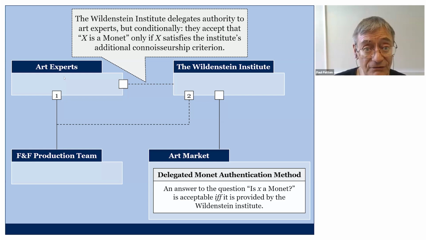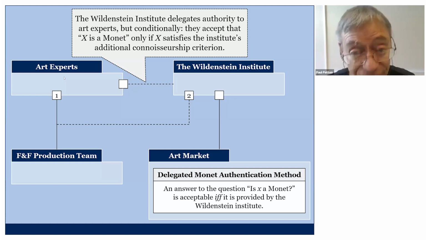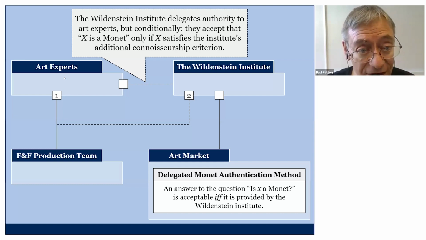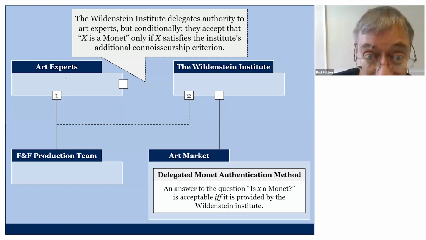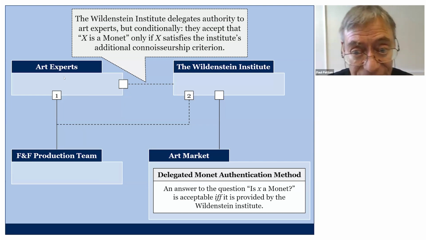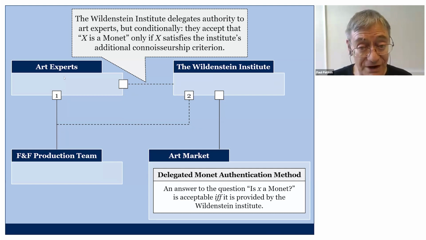Now, the Wildenstein Institute is part of a broader community of art experts, and they delegate authority to those art experts, but only conditionally. They accept that X is a Monet only if it satisfies the Institute's own additional connoisseurship criteria. So the art experts might say something is a Monet, but if it doesn't fit the Wildenstein Institute's additional requirements, they won't accept it. This is an example of conditional authority delegation.